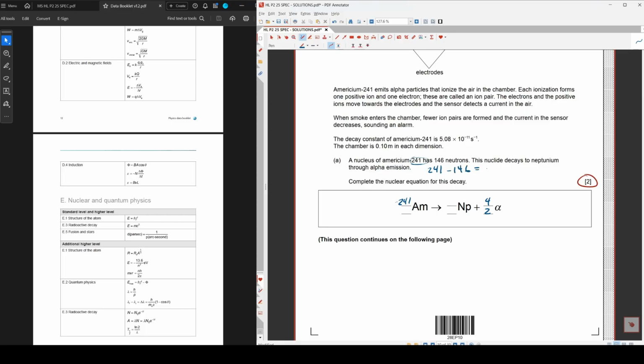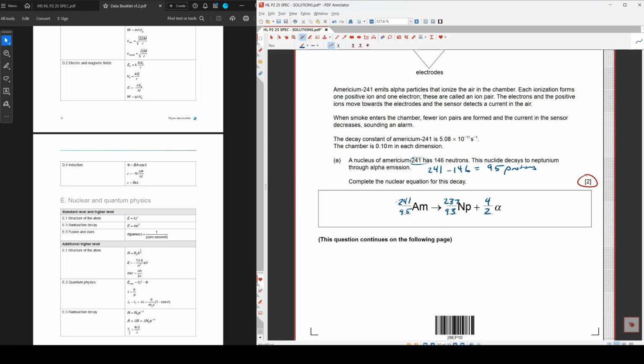Take away the 146 neutrons. That's 95 protons. So the charge is 95e, so 95 goes down there. And now I can balance, now that I have the puzzle, ready to solve. So how do I make it add up to 241 on the right side? Well, this should be 237. And good old neptunium is indeed number 93 to make it balance.